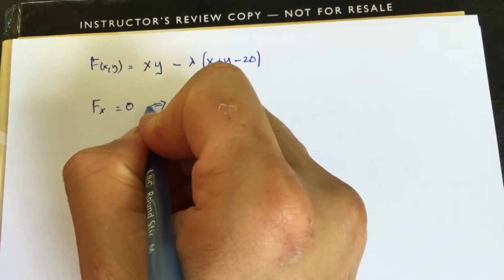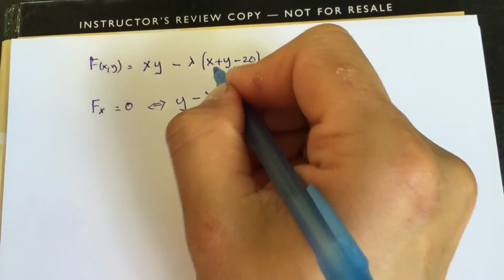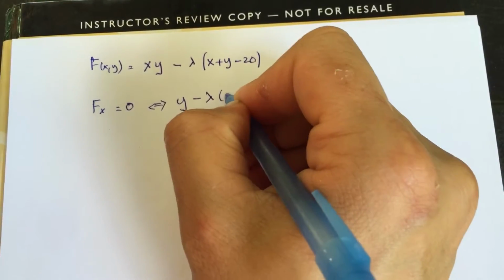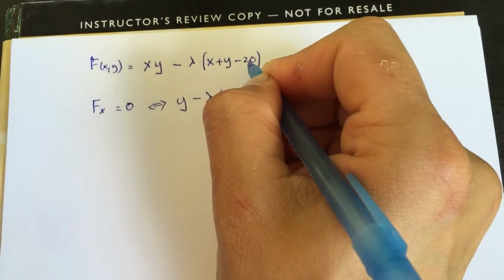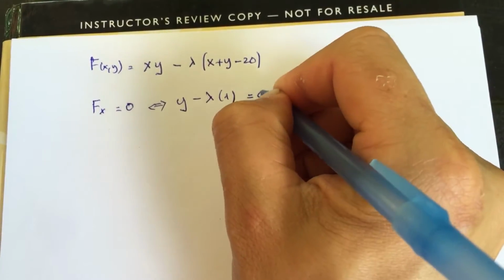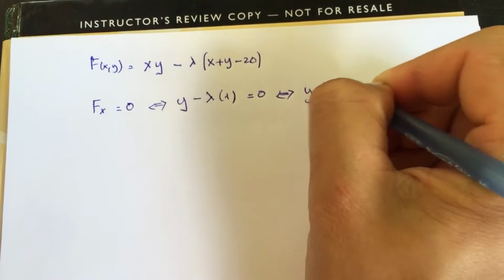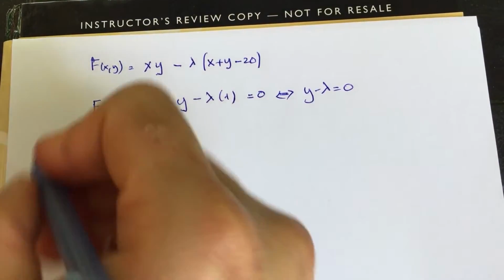If you take the derivative with respect to x, I want this to equal 0. That's equivalent to saying y minus lambda, because the derivative with respect to x of x is 1, y is 0, and 20 is just a constant. I want this to equal 0. That's equivalent to saying y minus lambda equals 0. So that's the first thing that we learn.